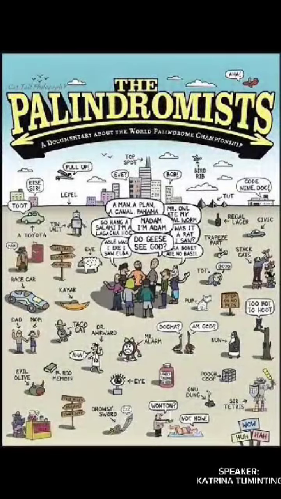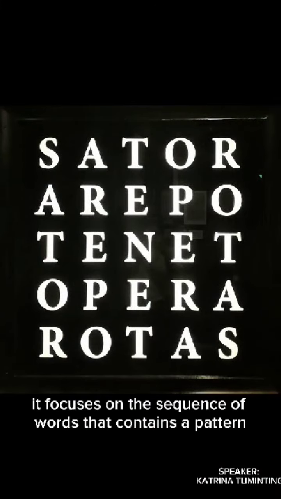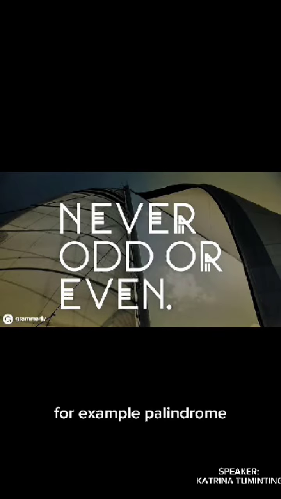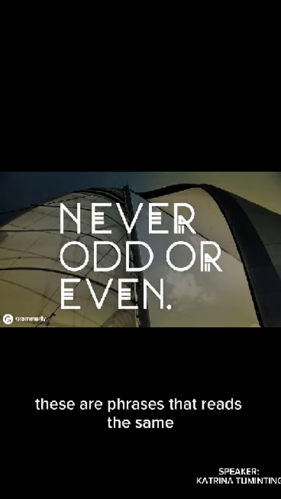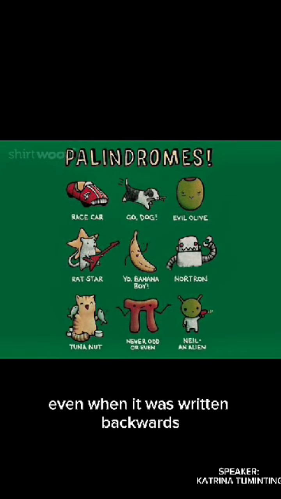Word pattern. It is a type of pattern that is found in languages or symbols. It focuses on the sequence of words that contains a pattern. For example, palindrome. These are phrases that read the same even when written backwards.